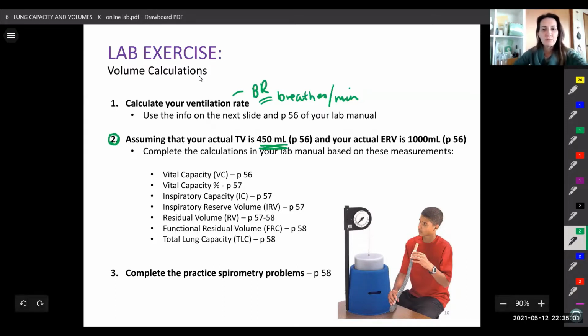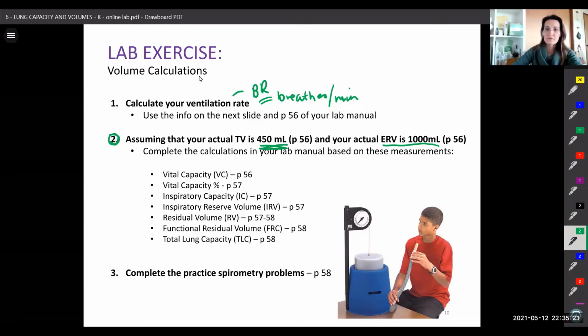And then from there, we go on to calculate certain capacities and volumes here. We also, since we can't use the machine to measure ERV, I mean, we can, but you don't have one to do so, your ERV is given here as 1,000 milliliters. So we're going to just keep those numbers in mind as we look at some examples of these measurements and calculations here.